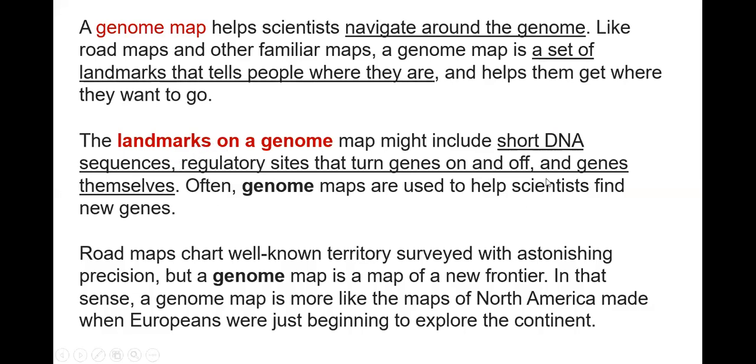They may also be consensus sequences in the promoter region, regulatory sites where they turn genes on and off, or they may be genes themselves. Given a location, a gene can be associated with it. They can be used as landmarks. Often genome maps help scientists to find new genes.